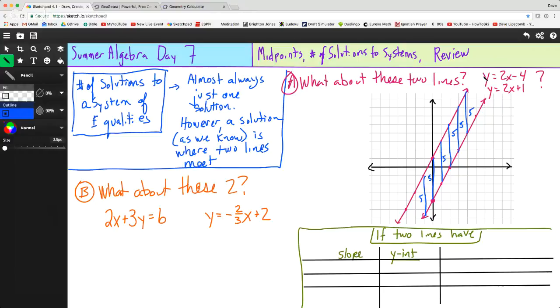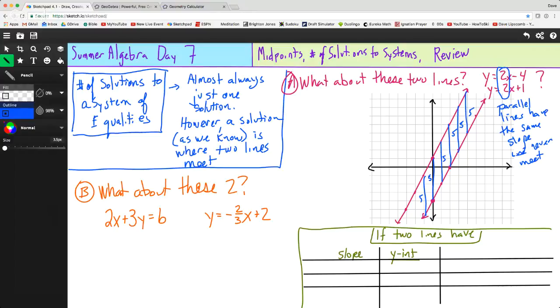And what's the problem? The problem is that they're parallel. And we know that they're parallel because parallel lines have the same slope. So these lines are parallel, and they never meet. Okay, that's an important key point.